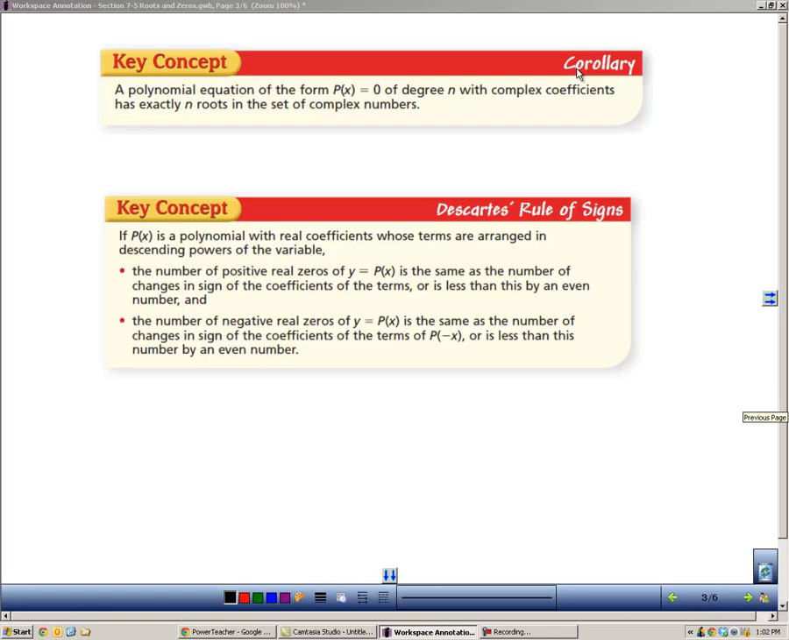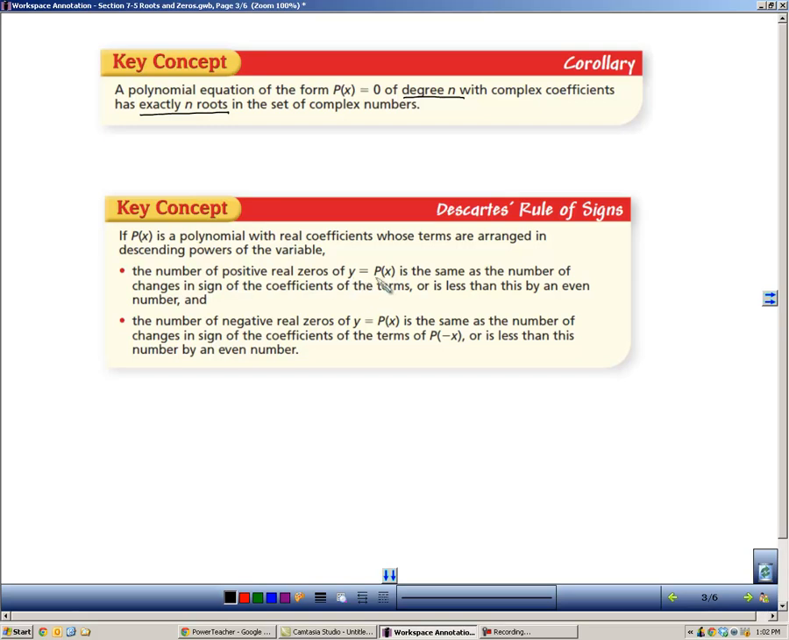Now this is going to lead us to this corollary of the fundamental theorem of algebra, which says just what we said on the last slide: the degree of a polynomial is the same as the number of roots. Now there's also a famous idea called Descartes' rule of signs. Descartes was a French mathematician who discovered this little relationship that we're going to see here.